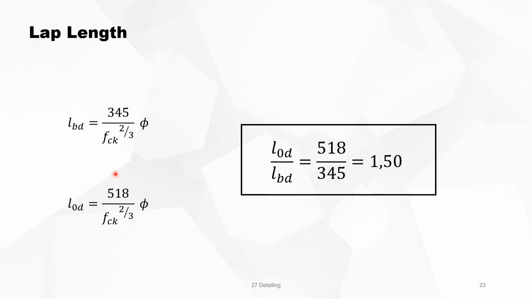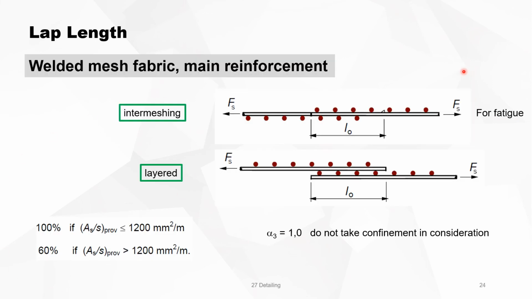We've seen now the anchorage length. This is the lap length for most common cases. So you see that the lap length is 1.5 times the anchorage length, in most common cases.